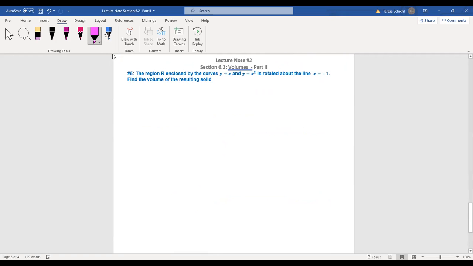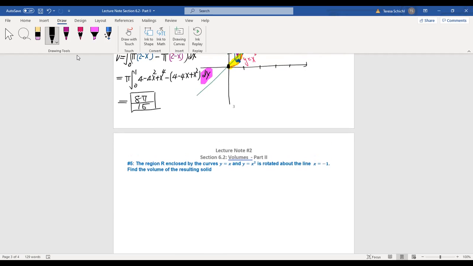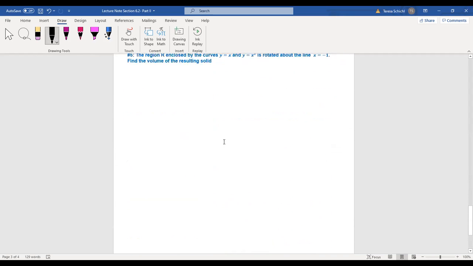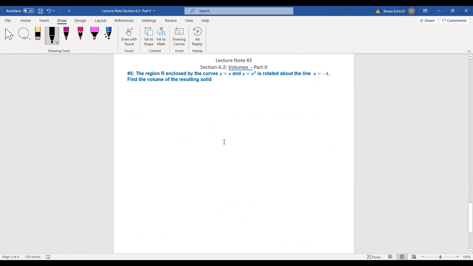All right, now let's take a look at the other ones. Now I'm going to rotate this region, the same region, y equal to x and y equal to x squared. It's the same region, but now I'm rotating along the y-axis. Let's try to put it into a big picture. So what do we have here? Let me enlarge that.